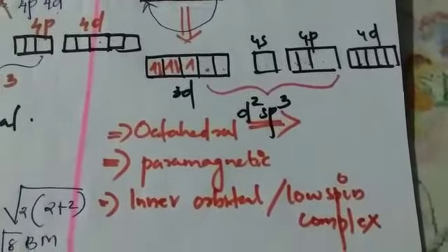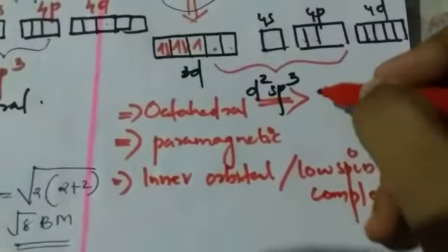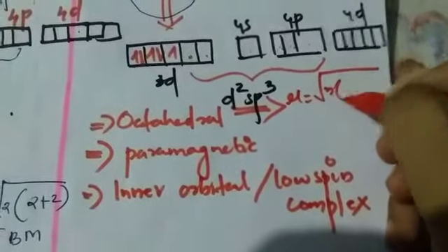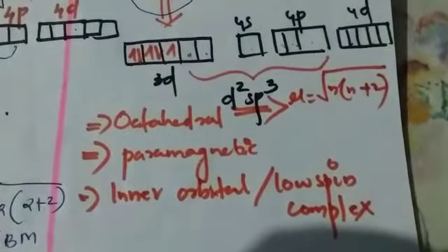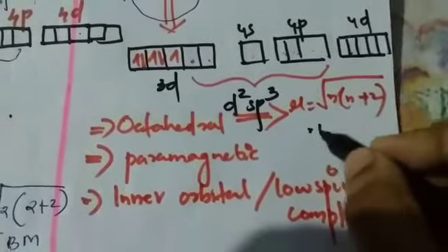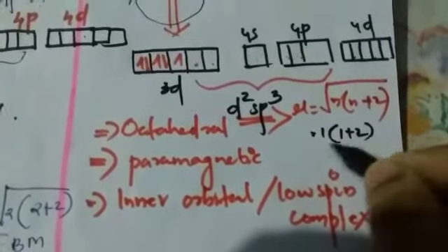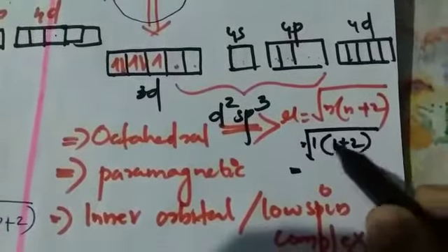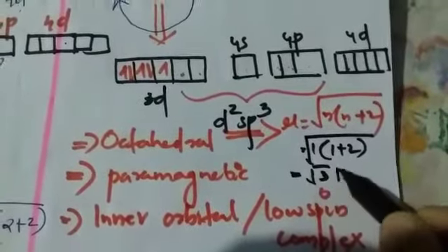Now we can check the magnetic moment. Let's write it here. Mu is equal to root of n into n plus 2. Number of unpaired electrons is 1. So 1 into 1 plus 2, root of 3.